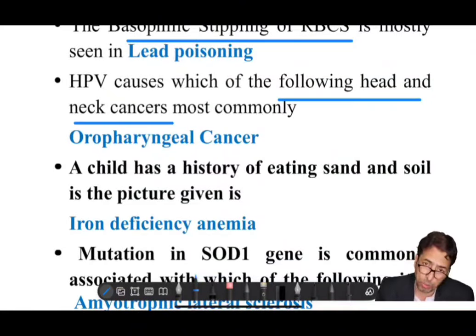the most common entity associated with human papilloma virus infections, because HPV is an oncogenic virus, and there are many viruses and many pathogens which are oncogenic, like the H. pylori, which causes gastric lymphomas, which causes MALTomas, which causes gastric cancers. In a similar manner, we have got this HPV. Helicobacter pylori causes all these things, and HPV causes carcinoma cervix and oropharyngeal cancers.